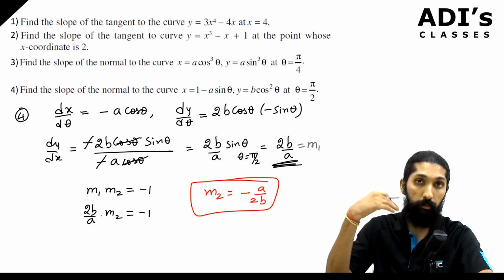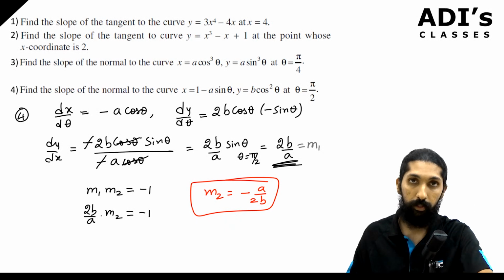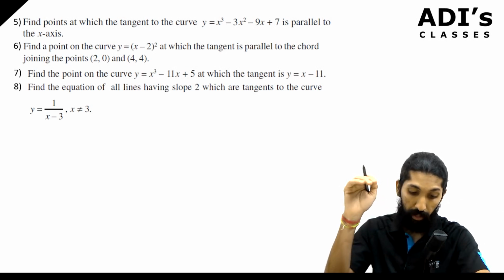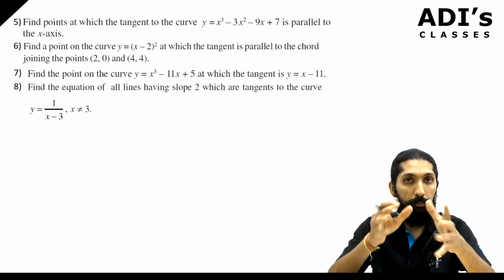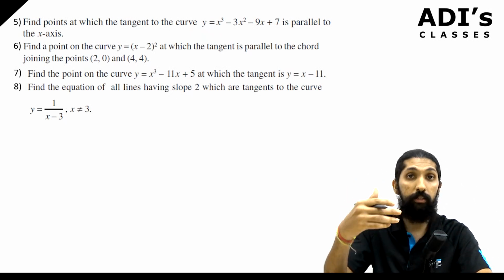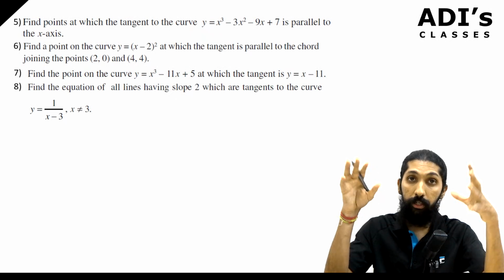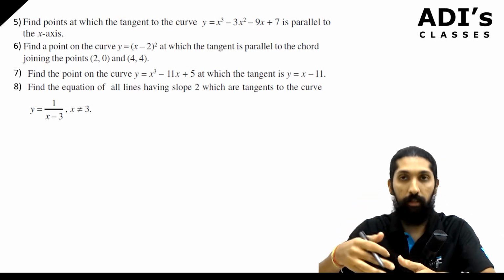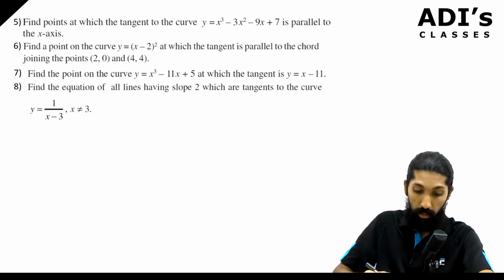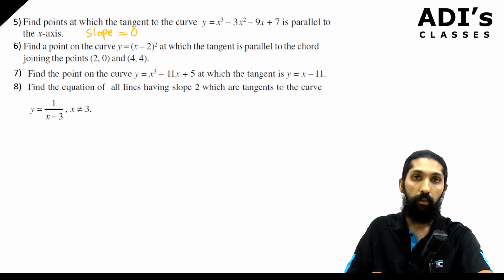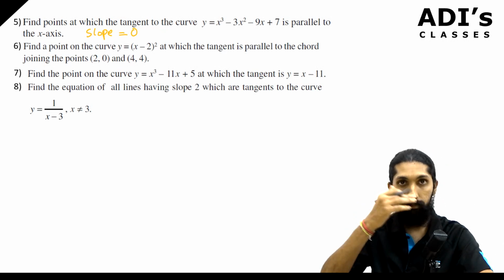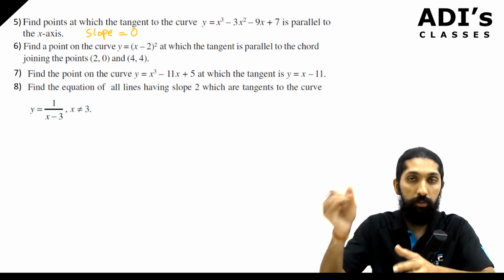Fine. So now we'll do the next problem. All right. So we'll do the fifth one. The fifth one, find points at which the tangent to the curve is parallel to the x-axis. Okay. Now a very important point. So we are dealing with straight lines and coordinate geometry concepts, isn't it? So you need to recap all these things. Whenever you have a line parallel to the x-axis, the slope of that particular line is going to be 0, correct? Slope of any line parallel to the x-axis is going to be 0. That means the derivative should be equal to 0, right?